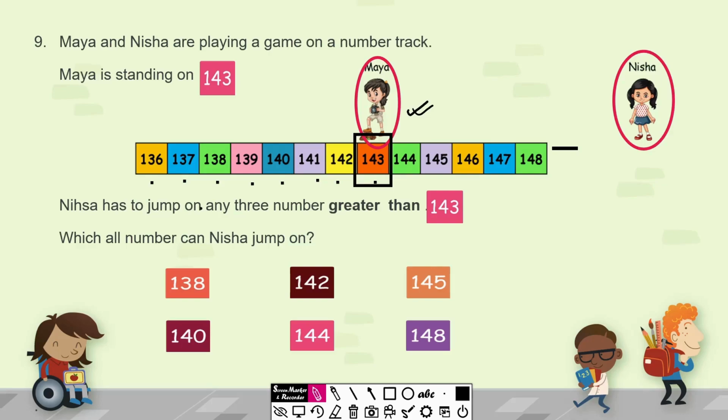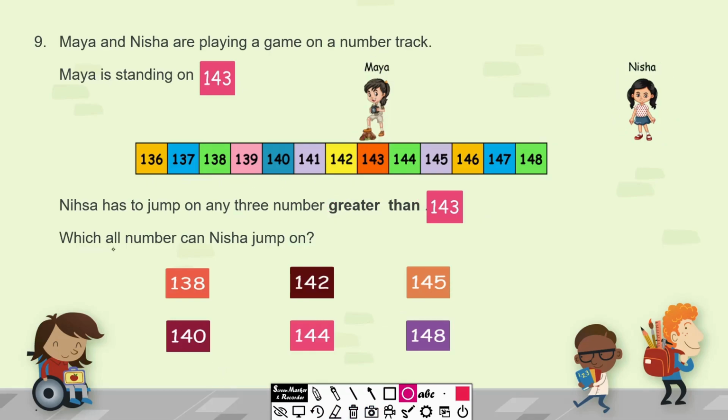Okay. Nisha has to jump on any 3 numbers greater than 143. Look carefully. It is saying greater than number 143. Right? Which all numbers can Nisha jump on? Okay. So the numbers which are greater than 143, how will we find them? We will move forward from number 143 to get all the numbers greater than number 143.